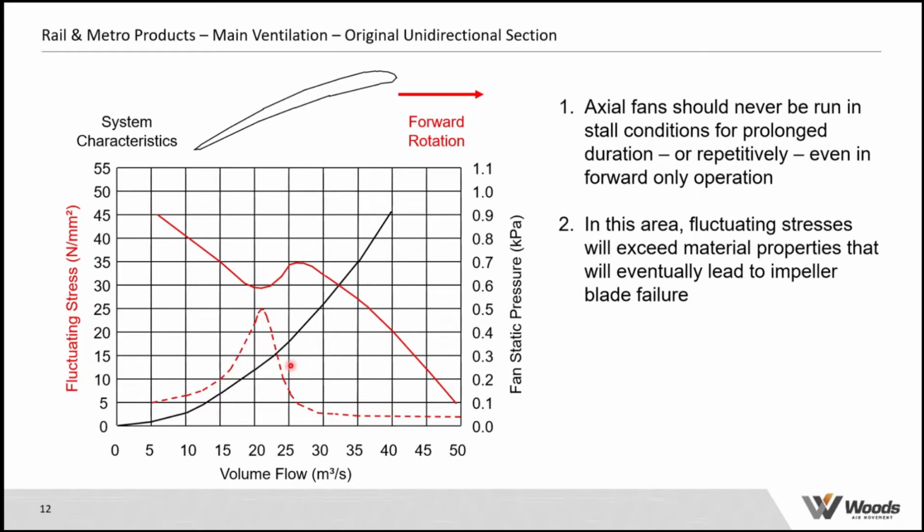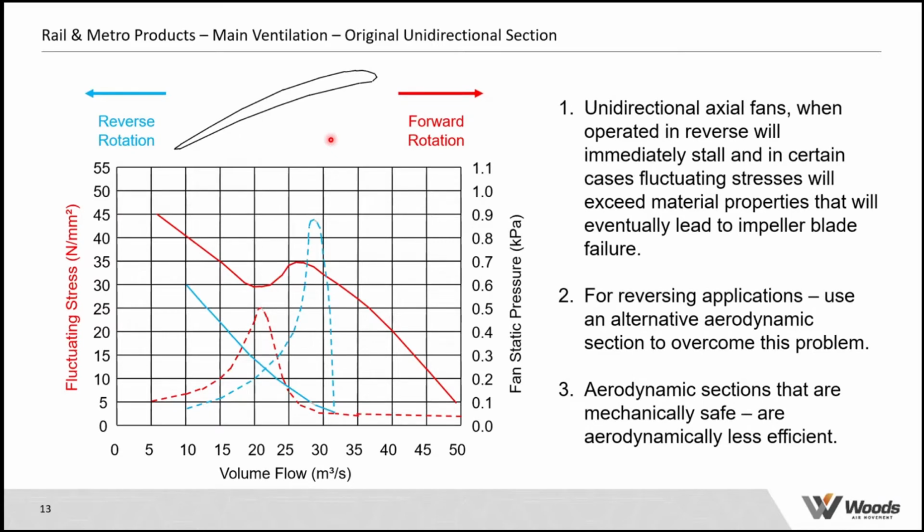As I said earlier, one of the requirements for these kinds of projects is that there's nearly always a requirement to have both supply and extract. So if we were to use this traditional aerofoil section, could we use it in the opposite mode? Could we use it for extract? In this graph, we've still got the same information in red, but what we've done now is overlay that with the fan running in reverse. You will get some performance from a unidirectional aerofoil if you run it in reverse. But what's really important here is to look at the potential stress levels.